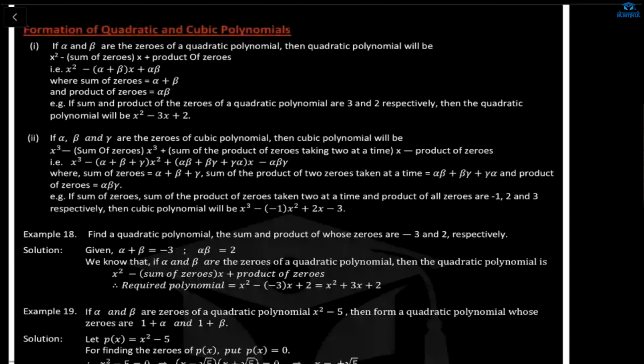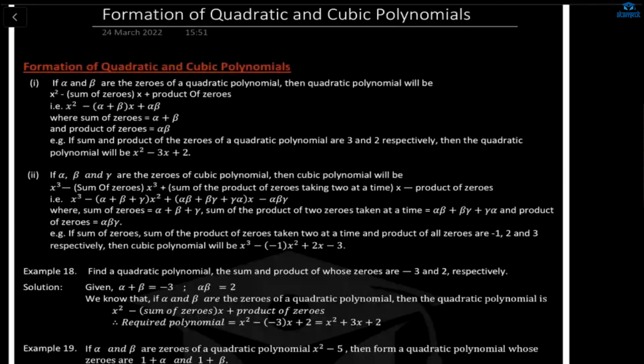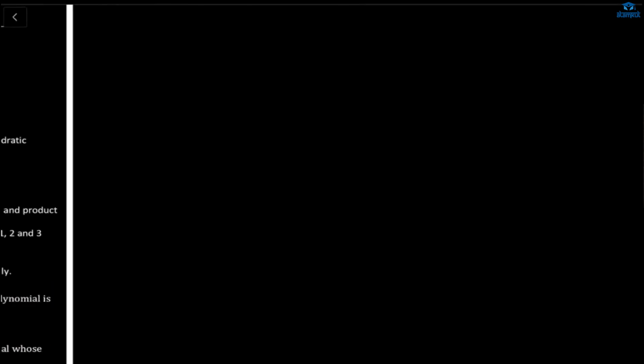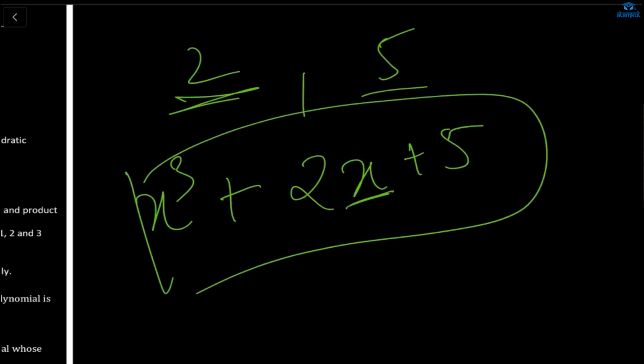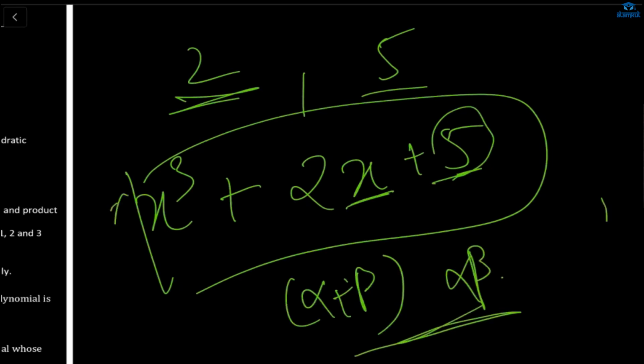Formation of quadratic and cubic polynomial is nothing but what we did till here: the sum of the zeros, the product of the zeros, and how you are going to use them to form a polynomial. For example, if I tell you that the sum of the zeros is 2 and the product of the zeros is 5, then how can you find the equation? You can simply write x cube plus 2x plus 5. This is the equation, because the coefficient of x will be the sum of the zeros and the constant term will be the product of the zeros, and the coefficient of x cube will be 1. So by using this information, you can frame the polynomial.